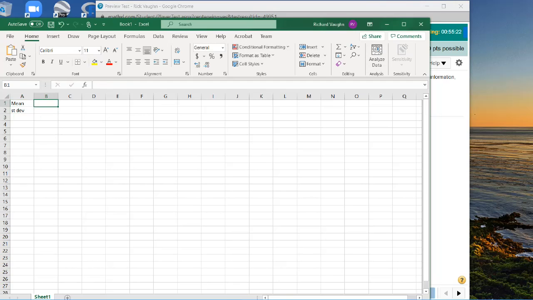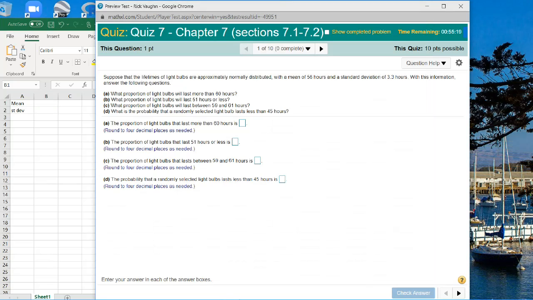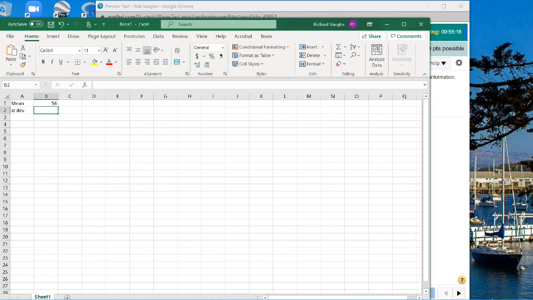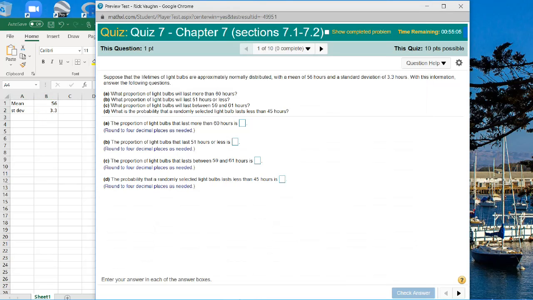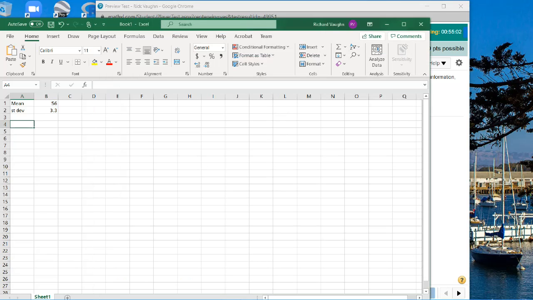And so in this particular problem, the mean is going to be 56. So for different problems, I can type different numbers here. And then the standard deviation is going to be 3.3. All right, and now I'm going to use the built-in functions in Excel to find the probability of it being more or less or between. Okay, so I'm going to have a more than place where I can enter it, a less than, or a between. In which case, I'm going to have a between lower value and a between upper value.